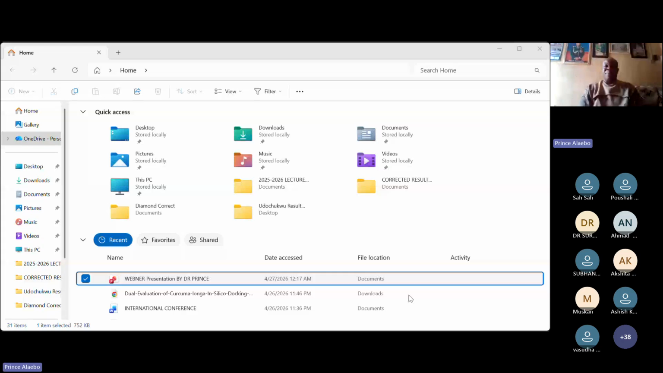Okay, background. We know that diabetes mellitus is a chronic metabolic disorder characterized by hyperglycemia. It is caused by defects in insulin secretion and insulin resistance. It has been a global health burden.